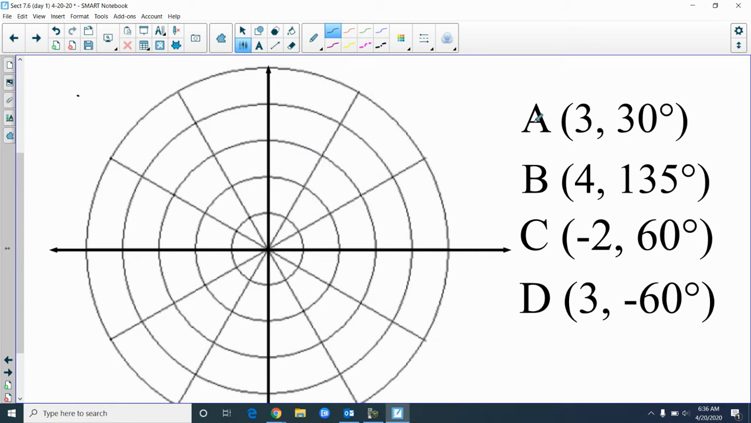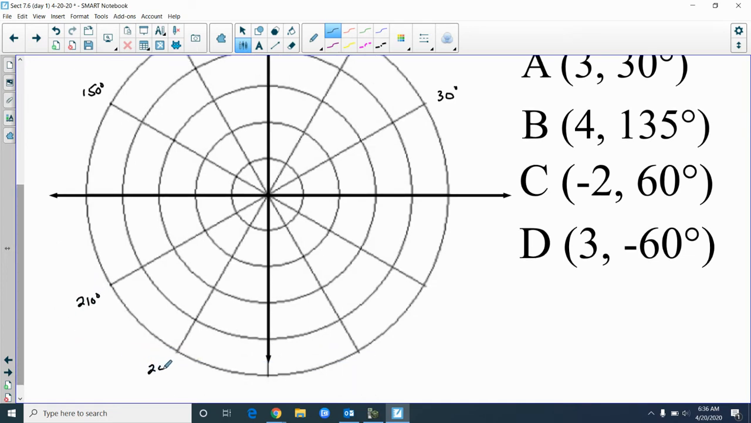And this is your degree. So point A is 3, 330 degrees. These are in your typical unit circle, except the 45s aren't here. So this is 30 degrees. This is 60. That's going to be 90. That's 120. That's 150. That's 180. 210. 240. 270. 300. And then 330. Now you can have any degrees, but those are the only ones that are marked.